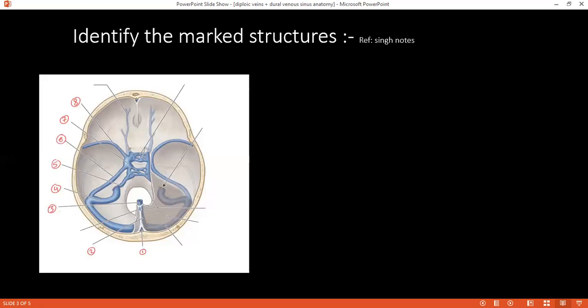What is tentorium cerebelli? It is a fibrous sheath present inside the brain. Can you please tell me the attachment of it? Yes, ma'am. Anteriorly, it is attached to the frontal bone and posteriorly to the occipital bone. No, the superior angle of the petrous temporal bone. And then what are the contents? What does it contain? It contains the straight sinus.